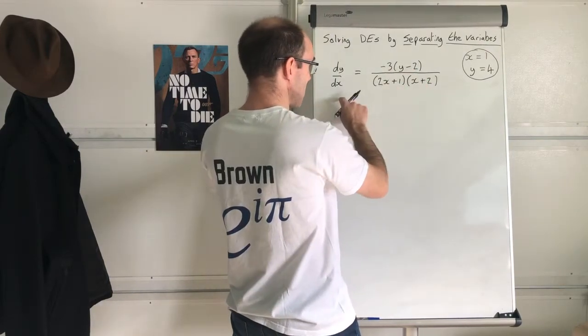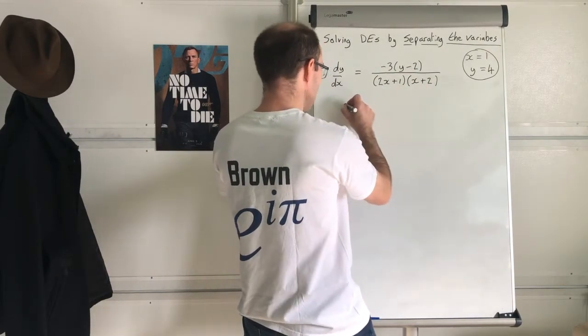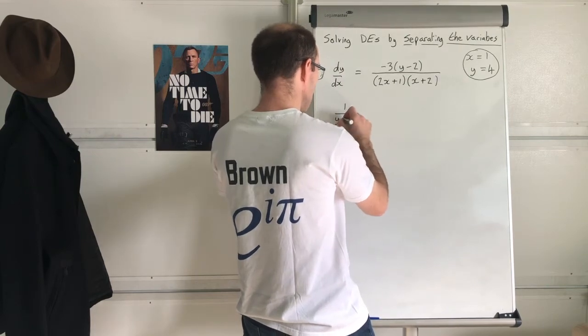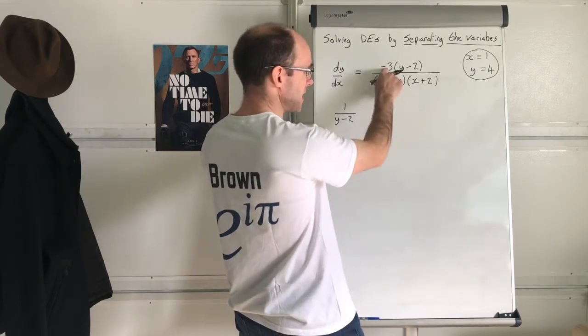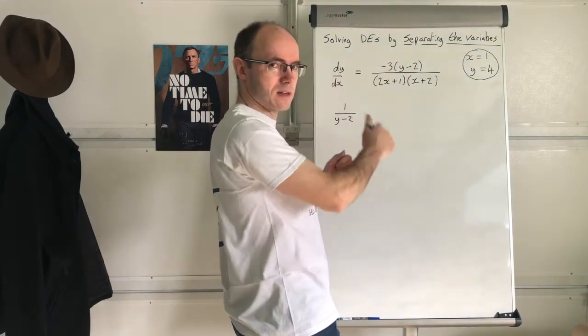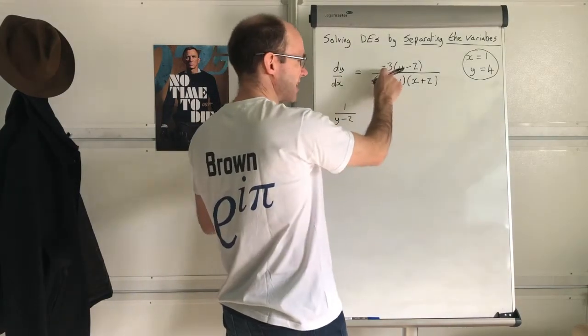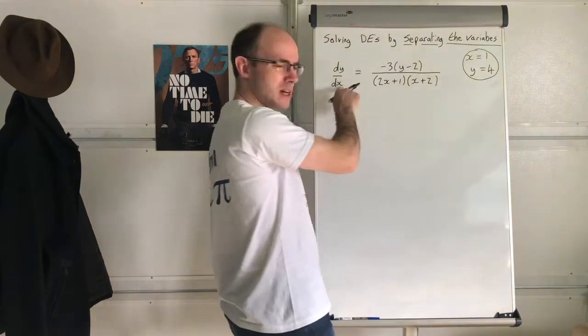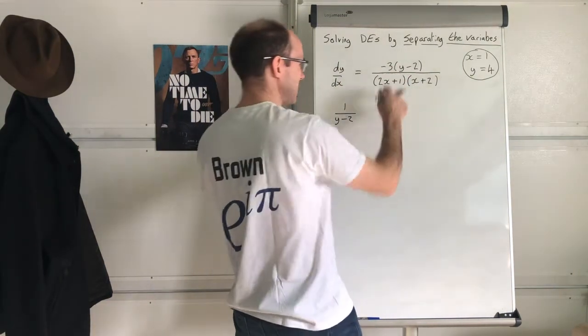Put the y minus 2 over to this side, so you have 1 over y minus 2. Now my advice is keep the negative 3 there. There's no point in putting numbers onto the other side. Just keep them where they are. It's better that way, isn't it? Because otherwise you have a fraction, a third. So keep the negative 3 there.